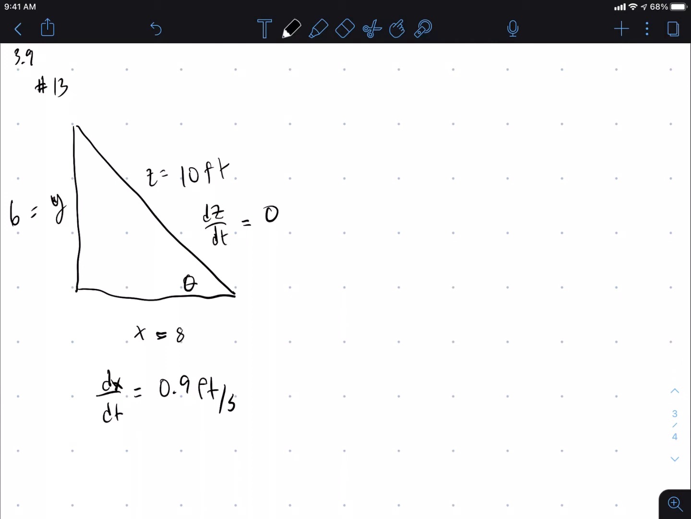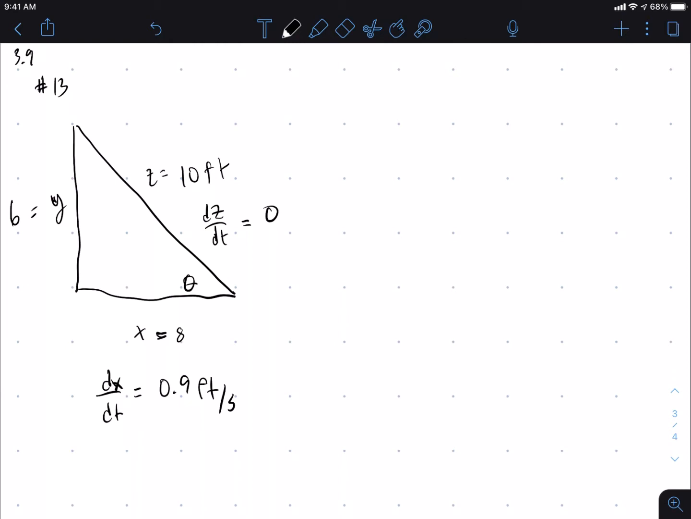Does everyone get what I did there, where I said it's a 3, 4, 5? It's a special triangle, a Pythagorean triple. I know that 3 squared plus 4 squared equals 5 squared. If I multiply them by 2, it's still a 3, 4, 5 triangle. So that's what I did there.